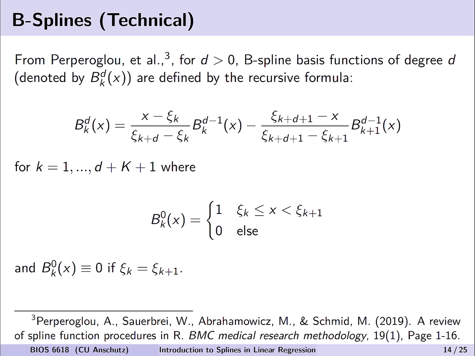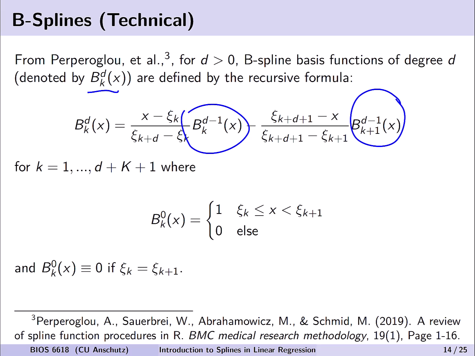Now, the reason we have so many knots in different ranges here is because the B-spline basis functions of some degree d, which we can denote more generally by this capital B sub k superscript d of x, are defined by the recursive formula you see on the screen here. Now, it's somewhat complicated, so we won't spend too much time focusing on the details, but you can note that within the B sub k, we are incorporating different k and k plus 1 terms.